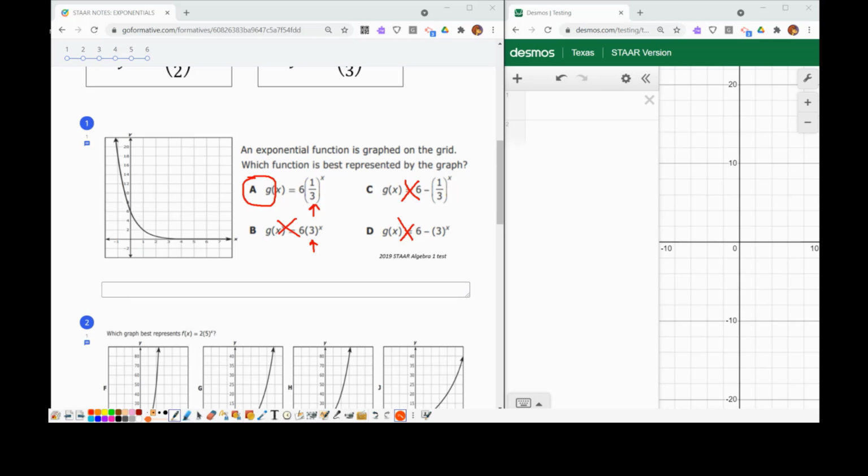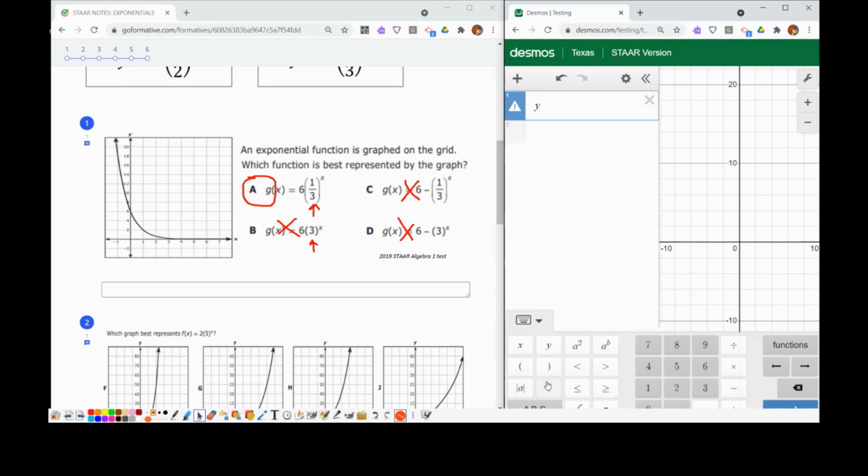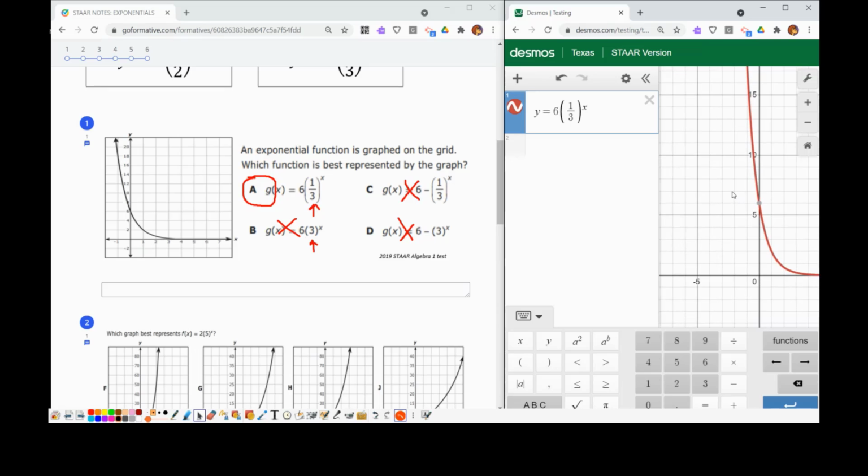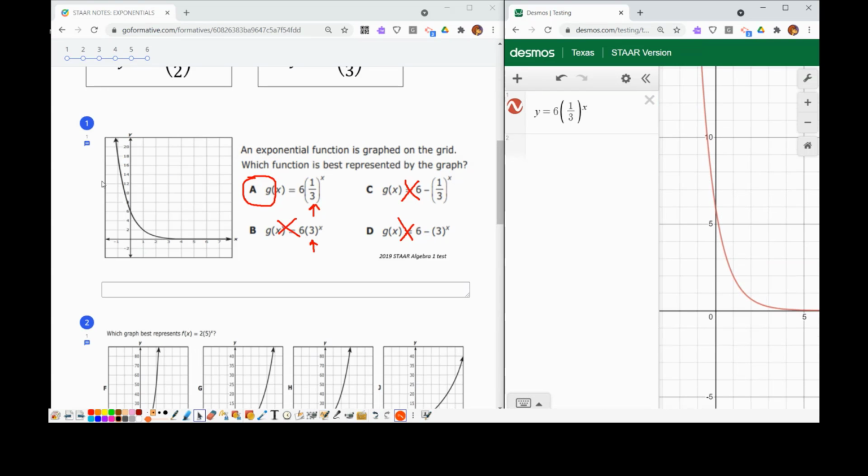Now, please remember that you also have a calculator, and you can double check in case you forget how the graph looks. So let's go ahead and enter that equation. So y equals 6 parentheses 1 divided by 3 raised to the x. All right, so now I have the graph, and it looks like a decreasing graph. And if I make it a closer view, the graph is going to look much like the one that is right there. So with certainty, I know that the answer is going to be letter A.